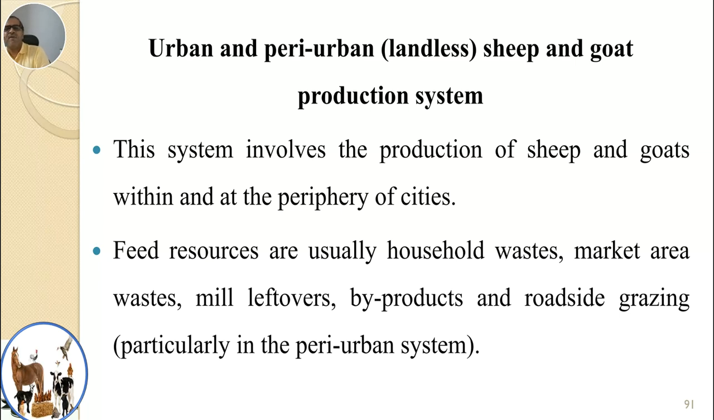Whereas in urban, semi-urban or peri-urban areas, goat production is always there. This system involves the production of sheep and goats at the periphery of certain cities, wherever feed resources are usually less. Feed comes from household waste, market area waste, mill leftovers, especially rice mill leftovers, and industrial food-producing waste, then byproducts and roadside grazing, particularly in peri-urban areas, which can also be used for the sheep and goat production system in India.